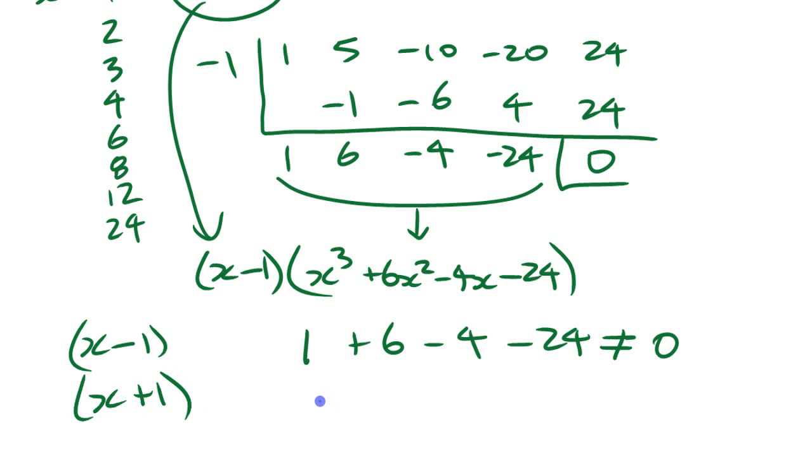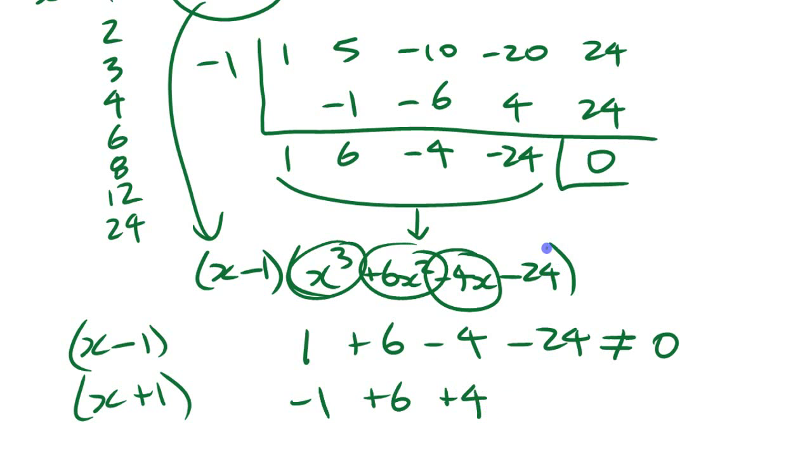Now, x plus 1 is easy to sub in because when you sub in a negative 1, it's going to be those same coefficients, but their signs might be different. When I sub negative 1 in, I'm going to get negative 1 plus 6 minus 4 times minus 1 is plus 4 minus 24. Let's see what that gives us. That definitely, again, does not give us 0.